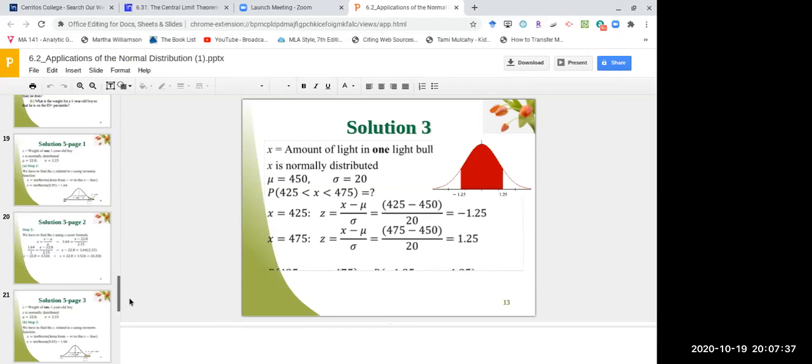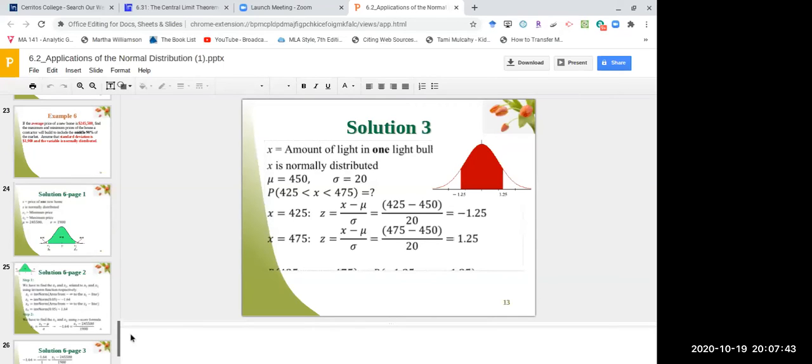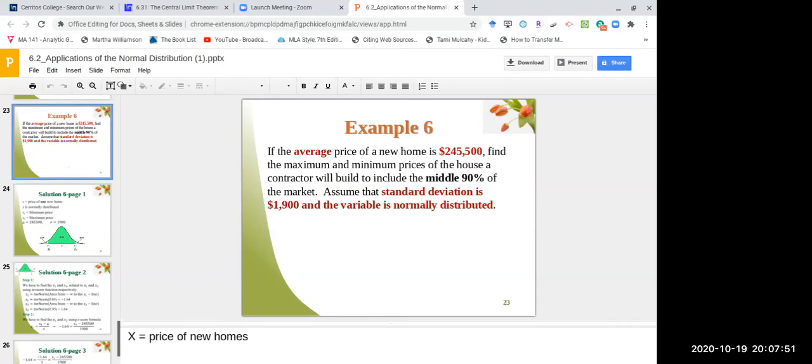I wanted to do one other thing that happens, because this comes up a lot in the homework and can be confusing. So let me read this to you. If the average price of a new home is $245,500, find the maximum and minimum prices of the house that a contractor will need to build to include the middle 90% of the market. Assume that the standard deviation is $1,900 and the variable is normally distributed.